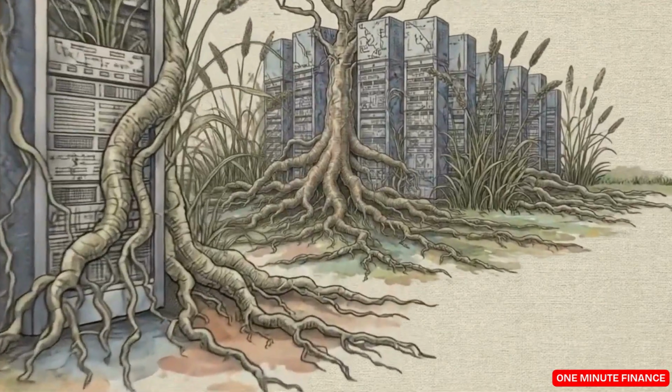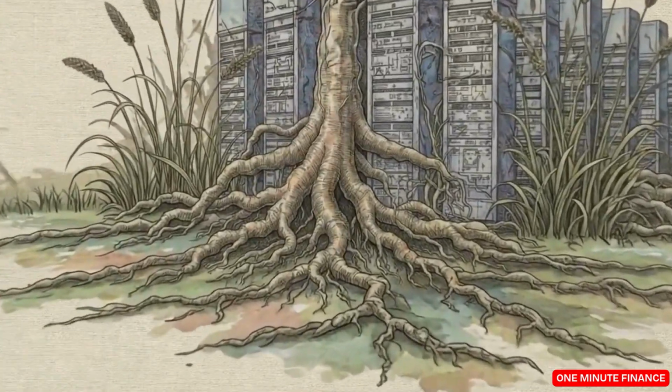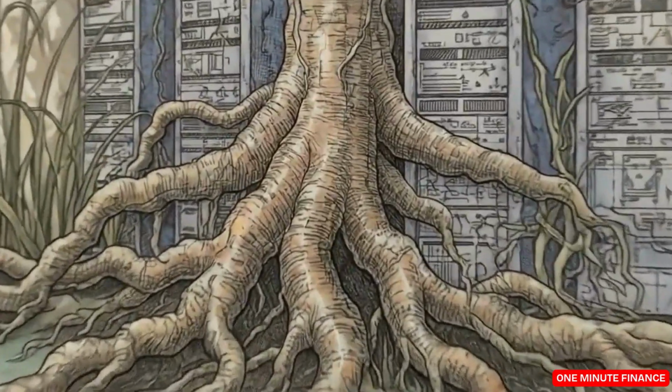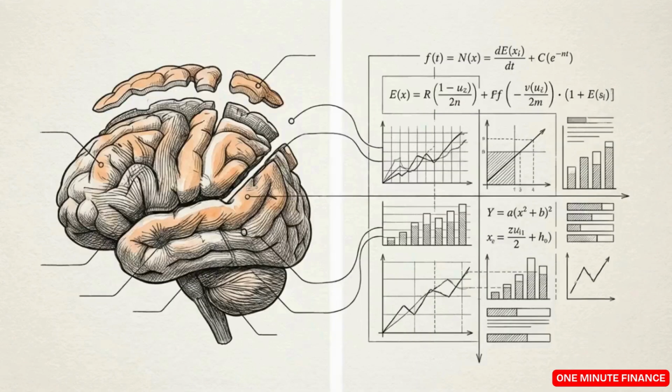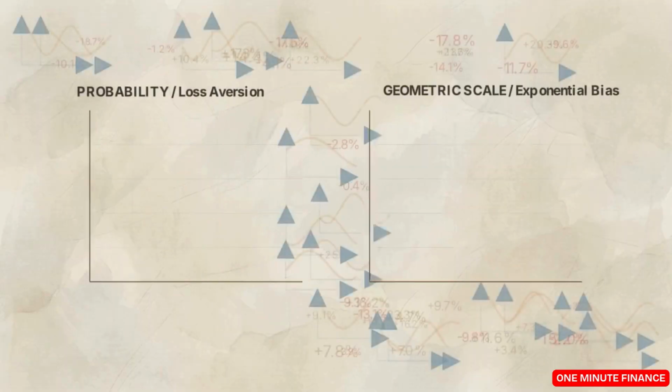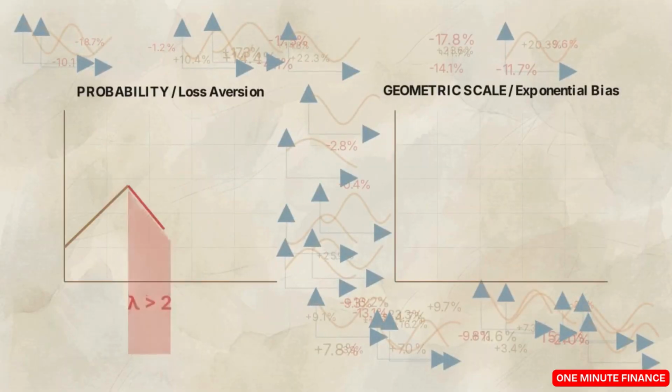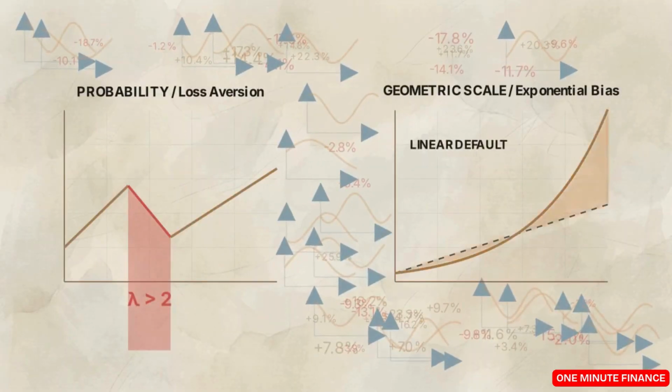Human neural architecture evolved to process immediate physical threats on the savanna, not the abstract, high-speed data of modern financial markets. This biological inheritance creates a systemic mismatch. When placed in data-rich environments, the brain routinely miscalculates probability and geometric scale.